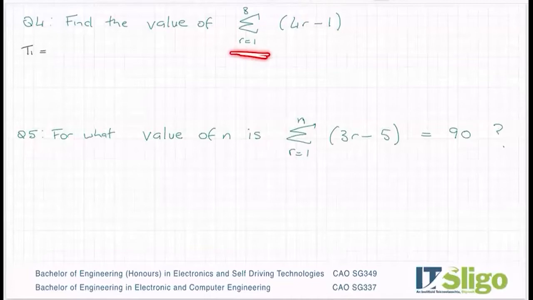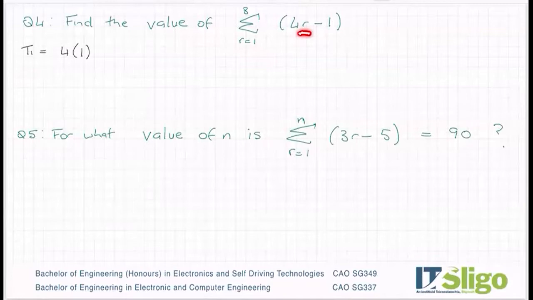Okay, we're back. So my T1 in this case is when r takes on the value of 1. So that value at the bottom is your starting value for r. So 4r minus 1, so it's going to be 4 times 1. In other words, I'm replacing that r with 1, minus 1. So 4 1s are 4, minus 1 is 3.